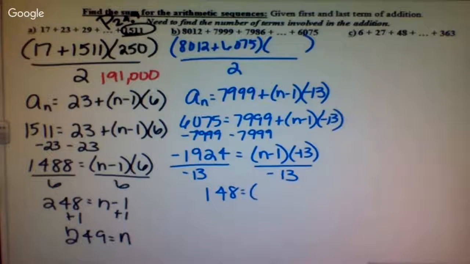148 equals n minus 1. Add 1 to both sides, so 149 equals n. So my series is now going from spot 0 to spot 149, which means I have a total of how many numbers? 150.